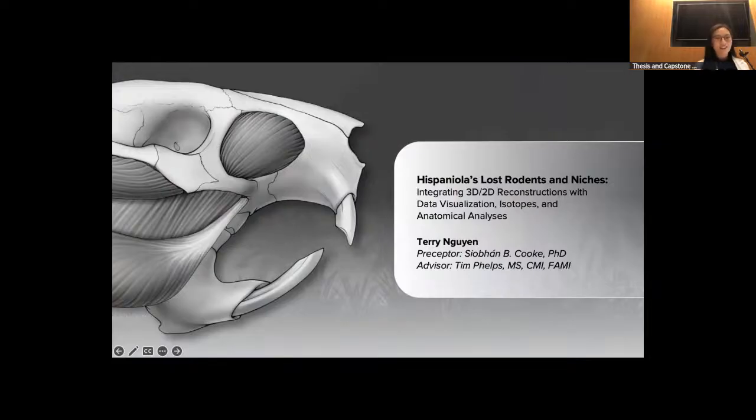Hi, everyone. Thank you so much for being here. A lot of meaningful work has been done for medicine through my cohort's theses, but we're going to take a step back. We're going to go to the Caribbean and we're going to talk about rodents. And my thesis is Hispaniola's Lost Rodents and Niches, integrating 3D, 2D reconstructions with data visualization, isotopes, and anatomical analyses. And I guess I should mention that my name is Terry Nguyen.